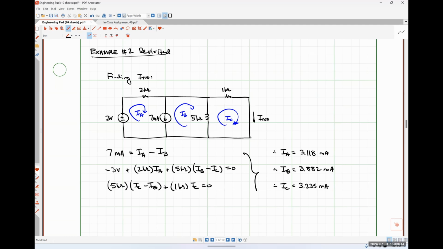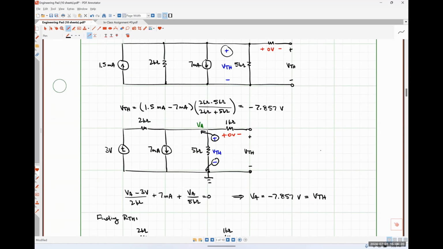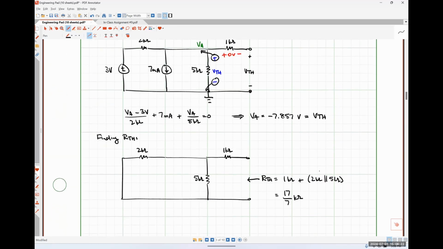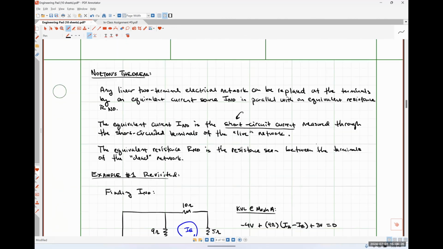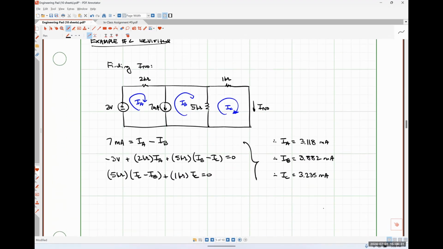So if we wanted to check our work, we could go back to where we found the Thevenin equivalent circuit for that one. Hold on. Oops, sorry, let me scroll back down. I missed a negative sign on this one and this one. My apologies for that.